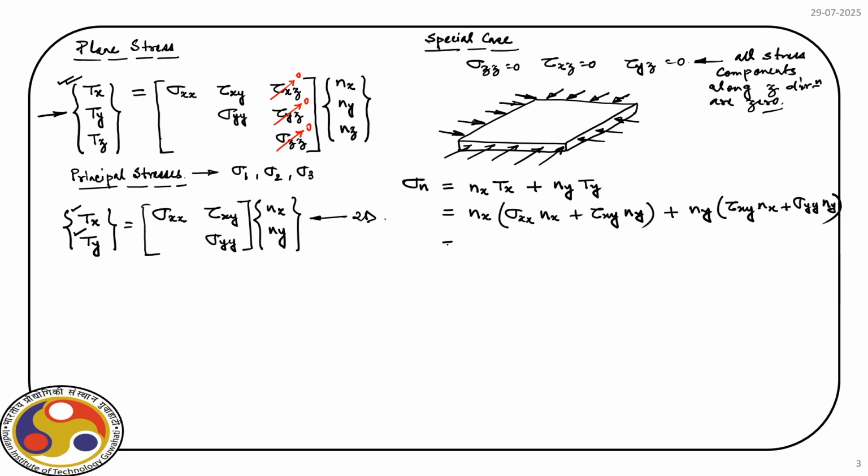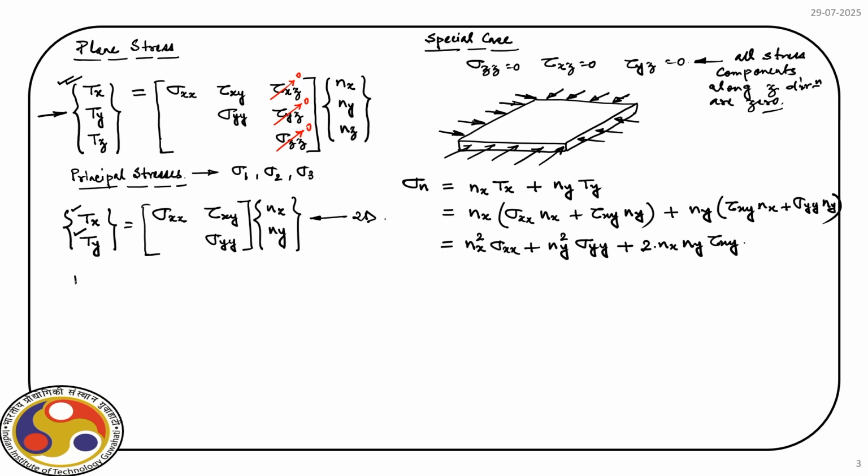Right. Then let us expand this. So, we have Nx square sigma xx plus Ny square sigma yy, and then we have Nx Ny times tau xy and it appears twice. So, we have 2 times Nx Ny tau xy. Fine.